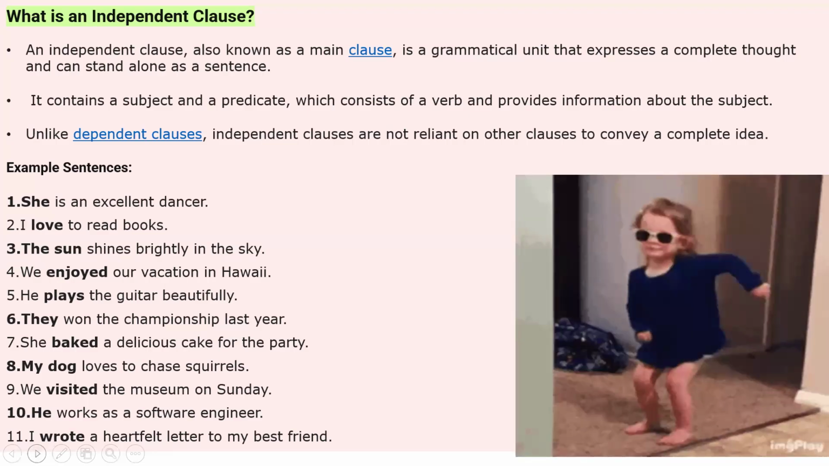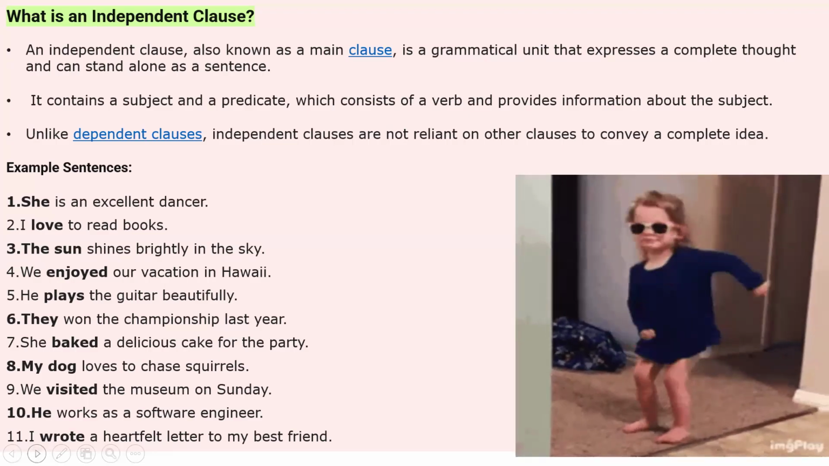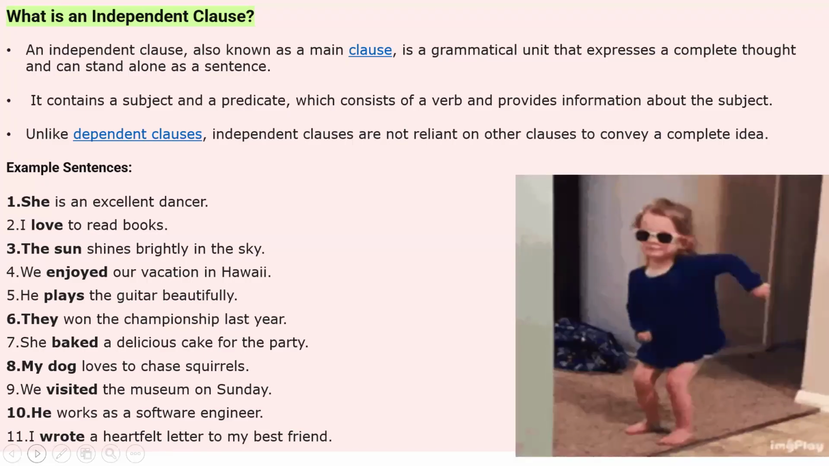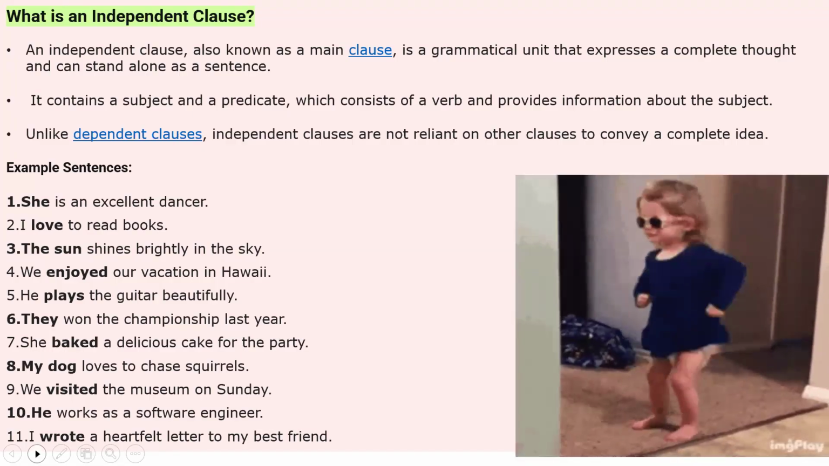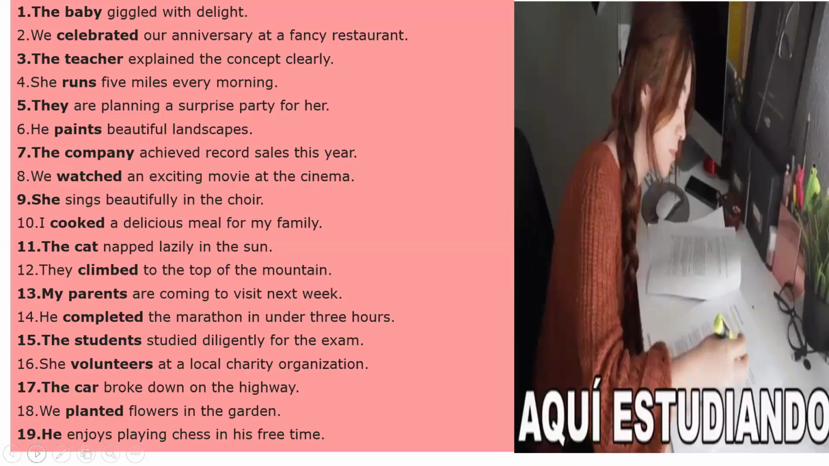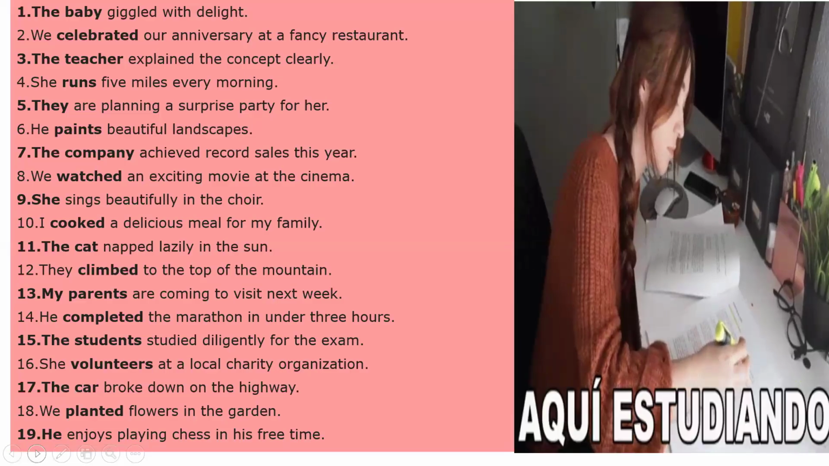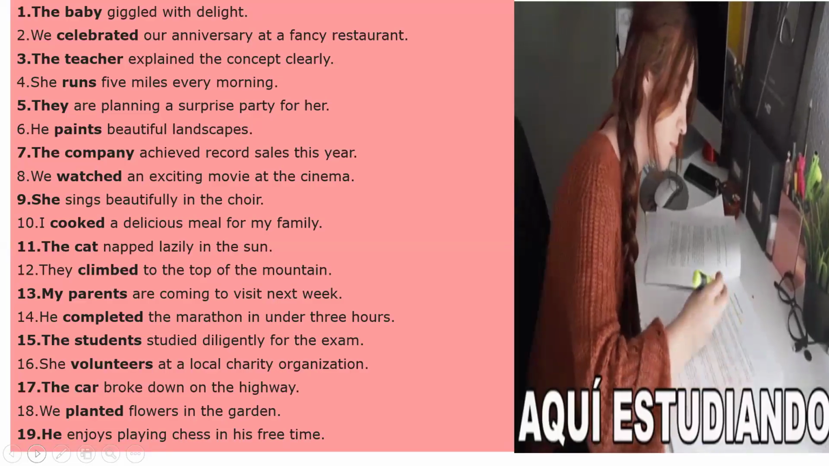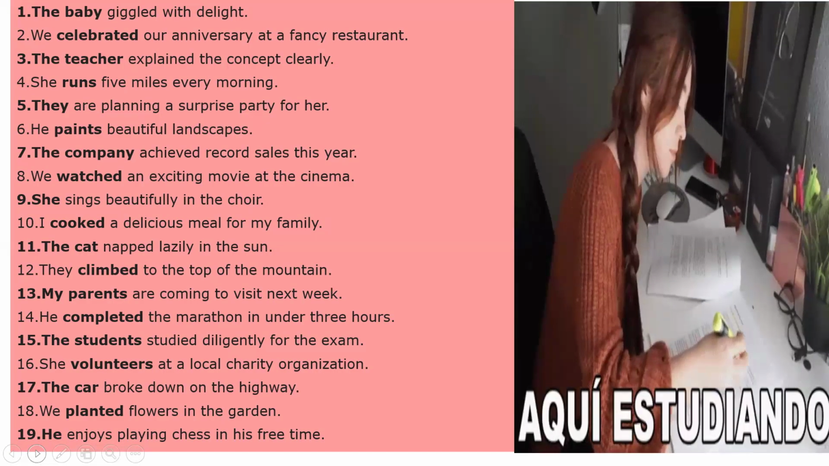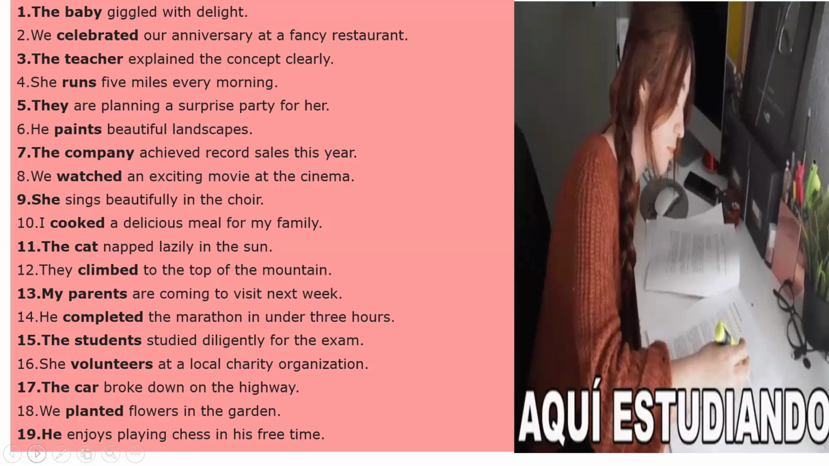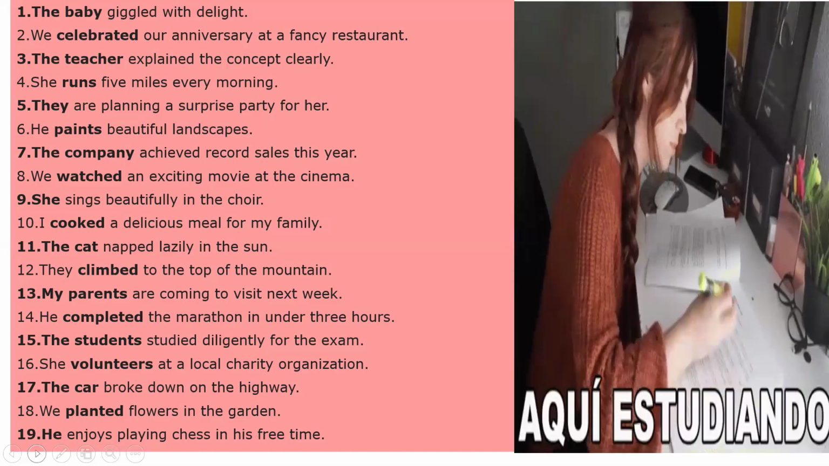She is an excellent dancer. I love to read books. The sun shined brightly in the sky. We enjoyed our vacation in Hawaii. He plays the guitar beautifully. When you look at all the examples, there is one subject and predicate. Predicate consists of verb plus object. In all these examples there is a subject and predicate. In this slide there are also 19 examples of independent clauses which consist of subject plus predicate, verb plus object, or verb only.